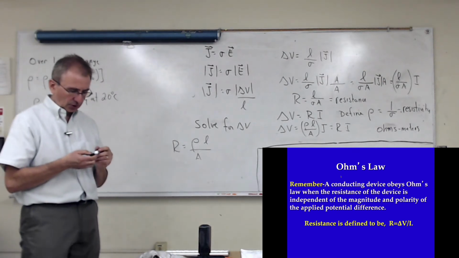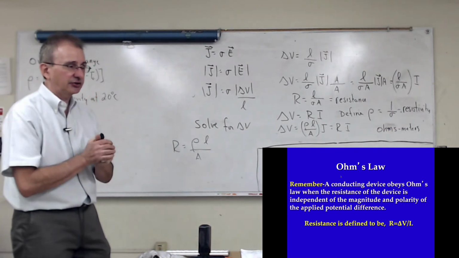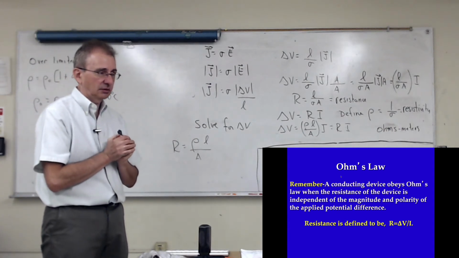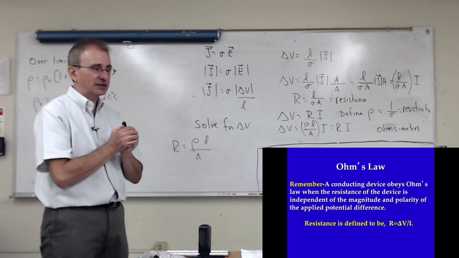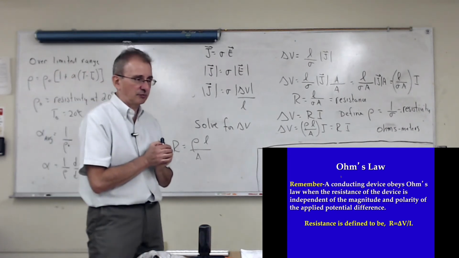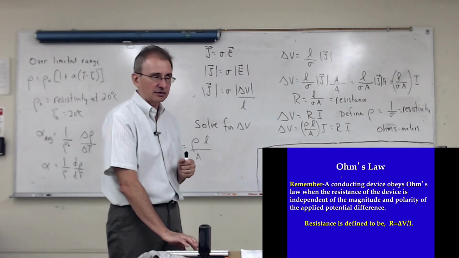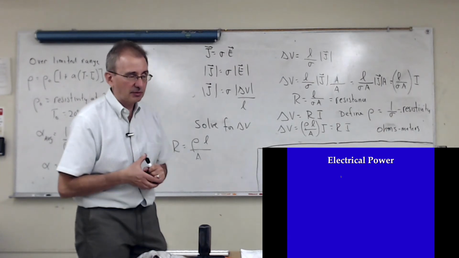One of the things that you need to remember and understand, and people forget, is that for a conductor that obeys Ohm's law, the resistance of the device is independent of the magnitude and polarity of the applied potential difference. R is a constant regardless of what delta V is. Okay, that's something important to remember.